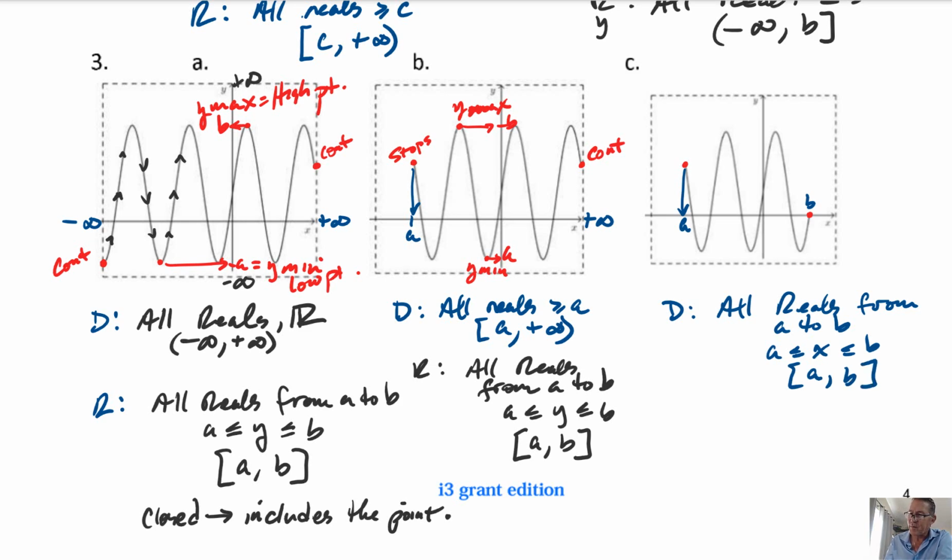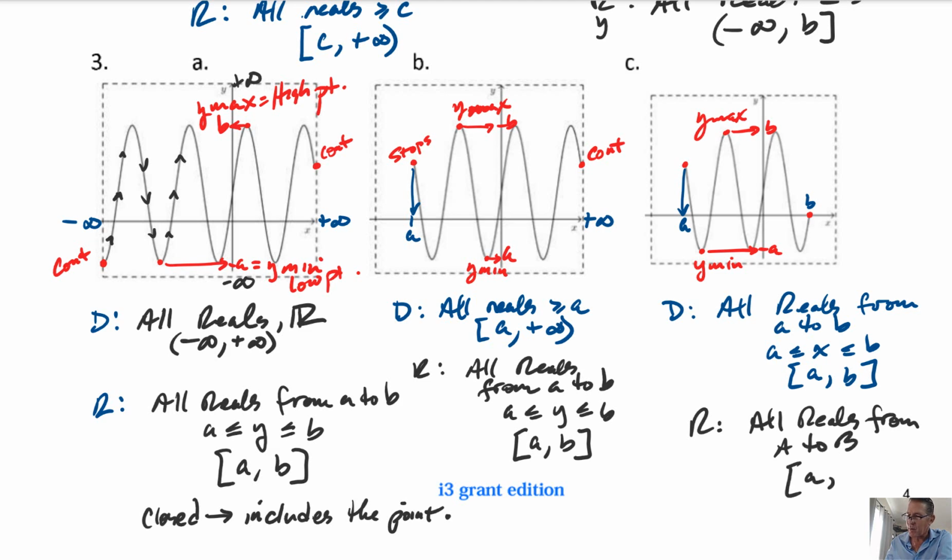Now the range is different, and the range is the same as the previous one here. It has a low point right here. This is called a y minimum. Let's call this A, and it has a y max. Let's call it B. So the range is the same as the previous one. So all reals from A to B, and then you can write that A comma B.